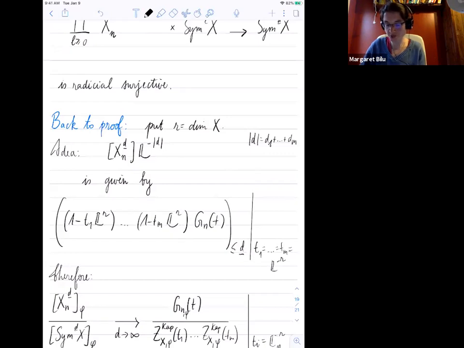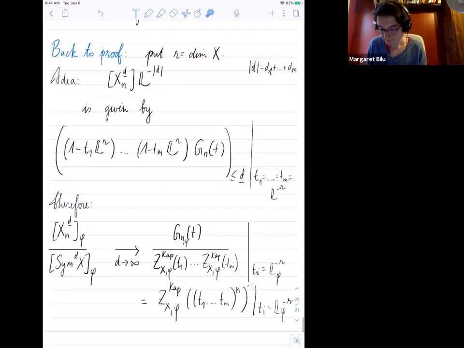This is just a general thing: if I want to recover the dth coefficient of some power series, I can just do this algebraic manipulation and I get it. And so if I do the same with the generating function of SIMD, then I will get this divided by the same thing, but for SIMD. And if I let D go to infinity, I'm not truncating anything anymore, and these factors all cancel out. And so I can show that the limit is just Gn divided by the generating function of these guys, which is this product of Kapranov zeta functions, evaluated again at all the TIs equal to L to the minus R. And this, by the equality that we proved on the previous slide, is exactly the limit that we're looking for in the theorem.